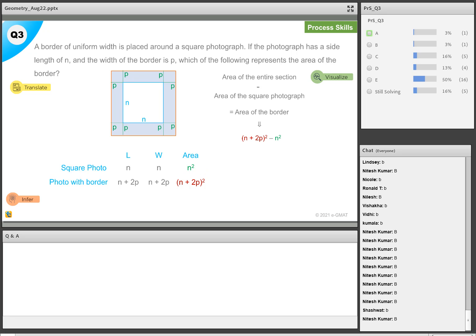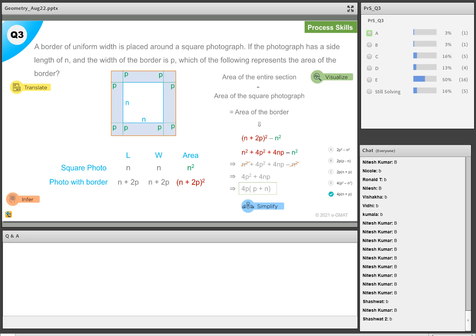Now we need to calculate the value of (n plus 2p) whole square minus n square. So we simplify this out. We first expand (n plus 2p) whole square. We get n square plus 4p square plus 4np, and then we subtract n square from it. The n squares cancel out. So what do we have? We have 4p square plus 4np. Take 4p as the common term. If I take 4p as the common term, we have p plus n inside the bracket. That gives me choice E to be the final answer for this question.